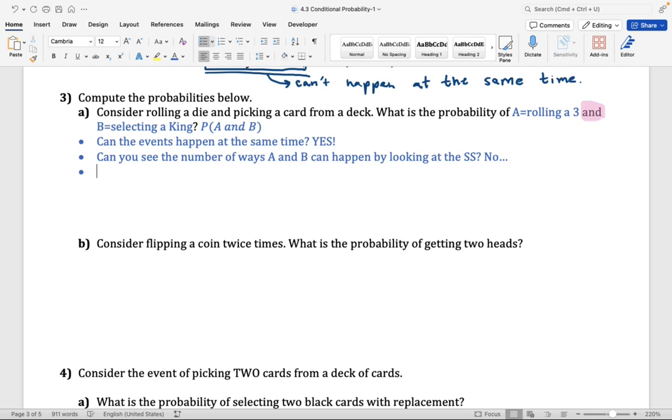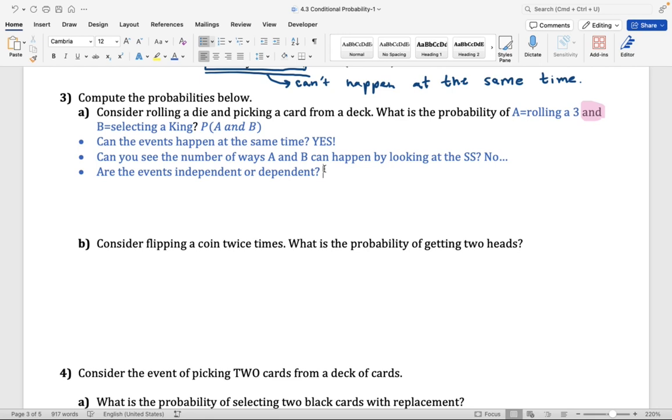So here my next question is, are the events independent or dependent? Is rolling a die and getting a 3, if that happens, is that going to affect the probability of me picking a card that is a king? Here I'm asking you, is A going to affect the probability of B, or the other way around? If you select a king, is that going to affect the probability of rolling a 3? The answer is no. They don't affect each other. They're two different experiments, right? I can go ahead and roll a 3. That's not going to affect the probability of me selecting a king.